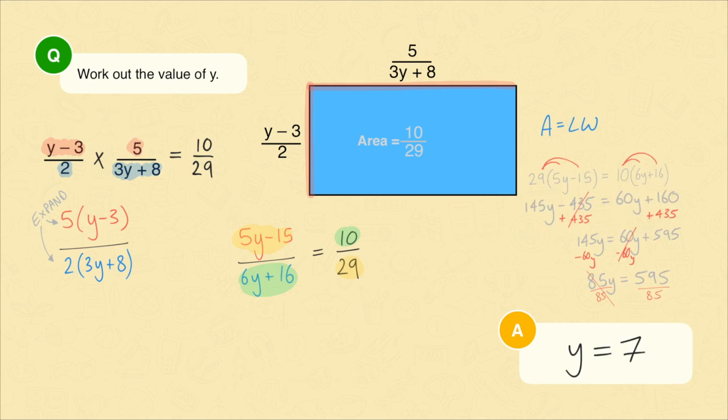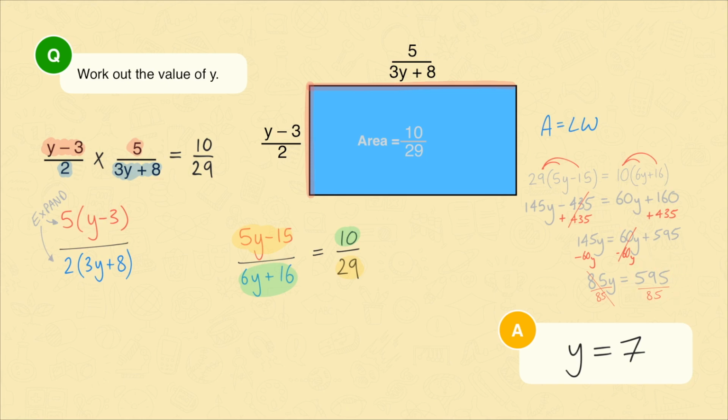Well done if you got y being equal to 7. So when we expanded, you should have got 145y minus 435 is equal to 60y plus 160. Now we can balance these equations. I'm going to subtract 60y from both sides and add 435 to both sides, leaving me with 85y equals 595. So y is equal to 595 divided by 85.